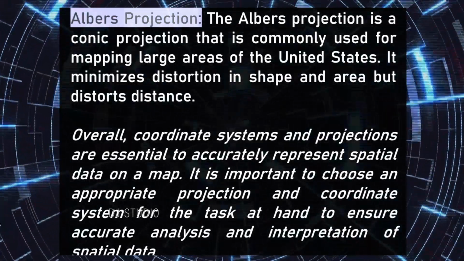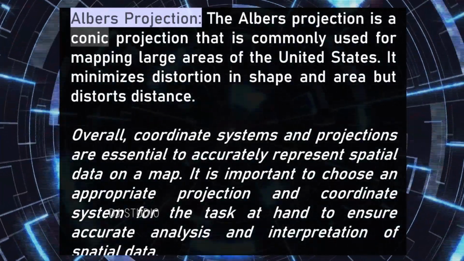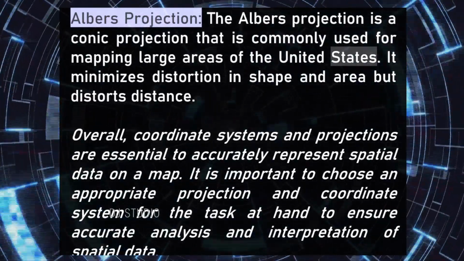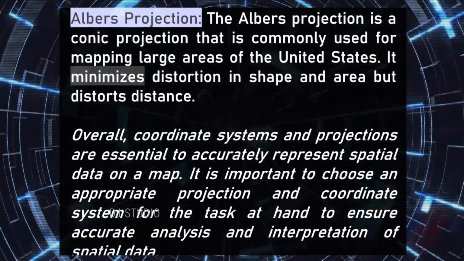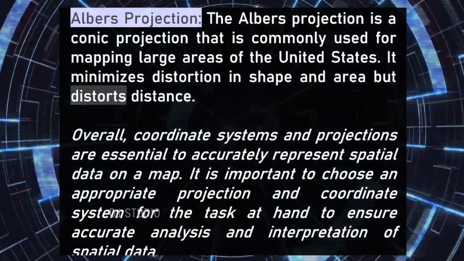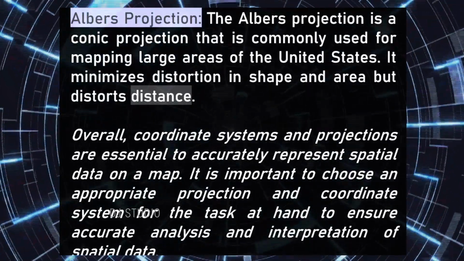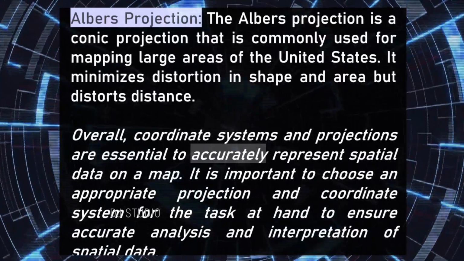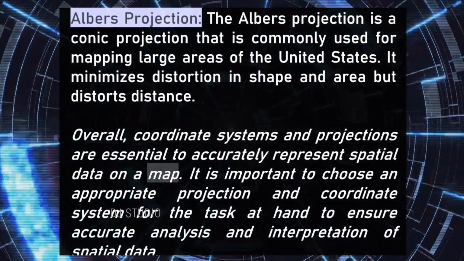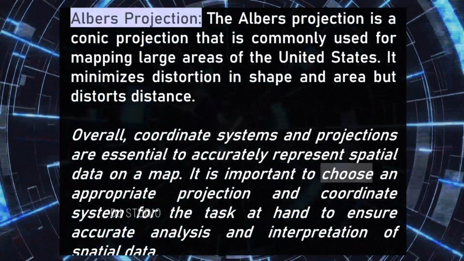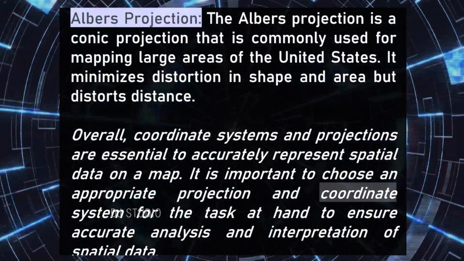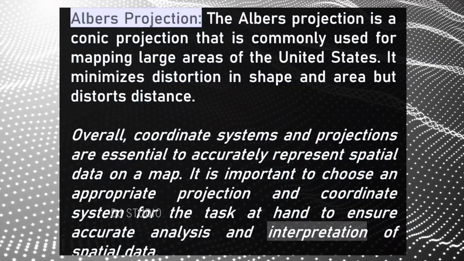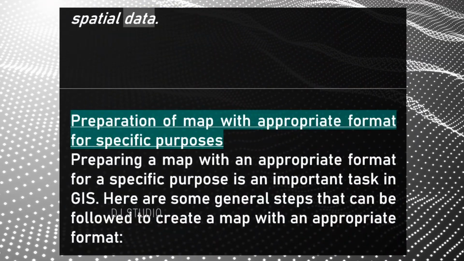Albers projection. The Albers projection is a conic projection that is commonly used for mapping large areas of the United States. It minimizes distortion in shape and area, but distorts distance. Overall, coordinate systems and projections are essential to accurately represent spatial data on a map. It is important to choose an appropriate projection and coordinate system for the task at hand to ensure accurate analysis and interpretation of spatial data.